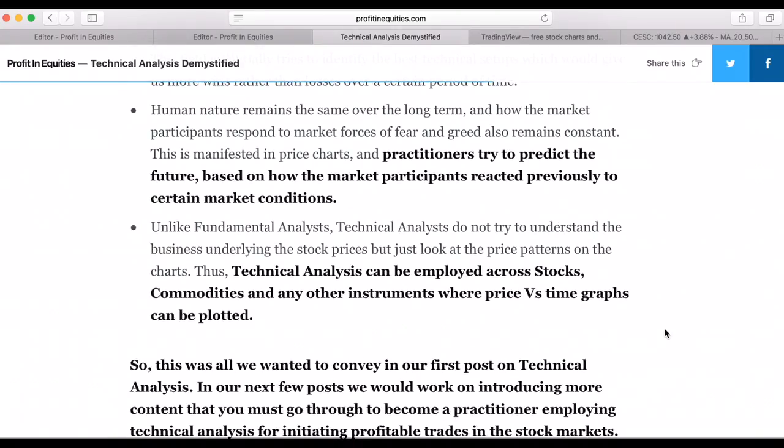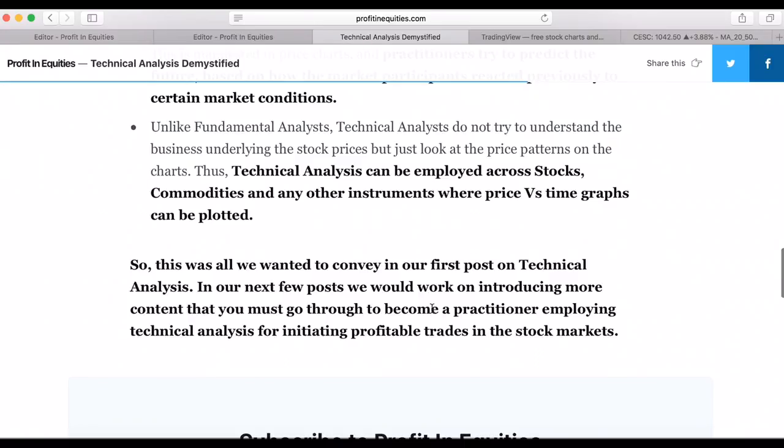point is that practitioners here try to predict the future based on how the market participants have reacted previously to certain events in the market. Why this happens is because human nature basically remains intact. So what happened 30 years back at major junctures may tend to repeat because humans would react in a similar fashion. And the third major point is that technical analysis does not look into the fundamentals and just looks at the price patterns. This can be employed across commodities, stocks, and other instruments where price versus time graphs can be plotted.